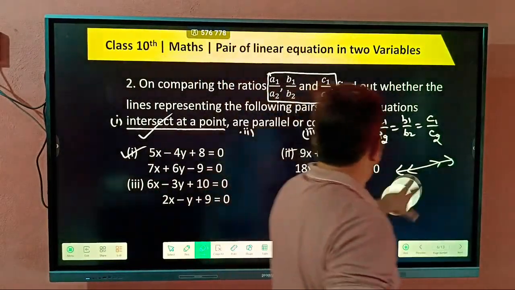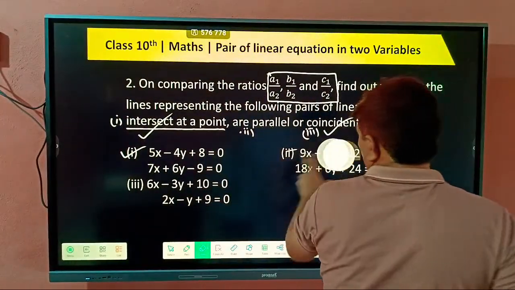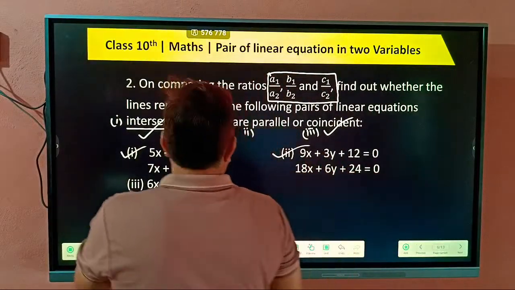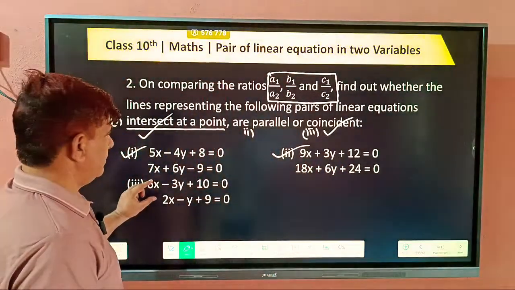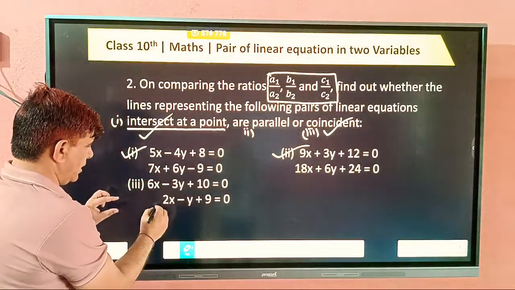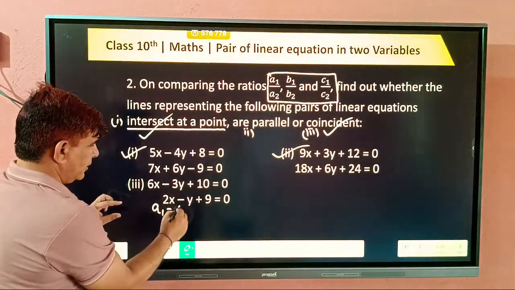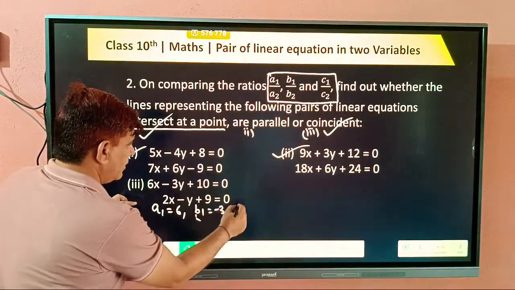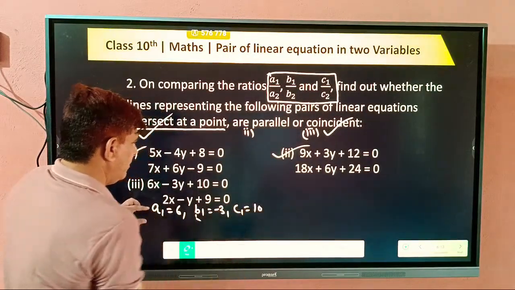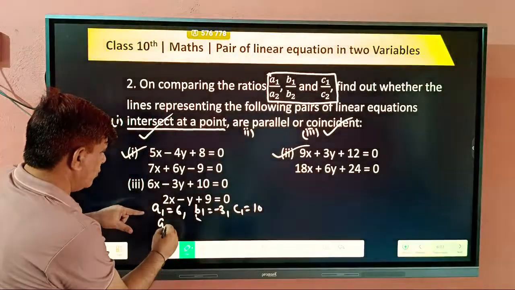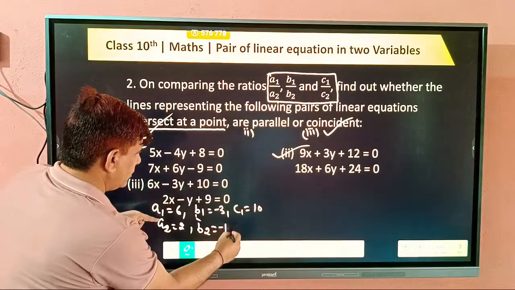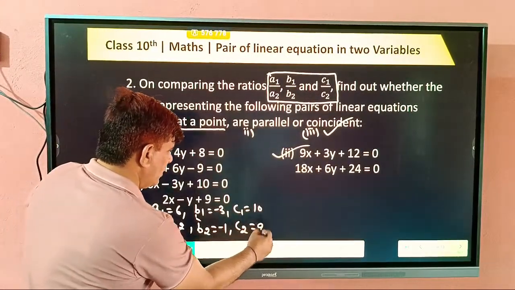Third part you can take. Second I told you. Third, I have directly written this. What's your A1 here? 6. What's your B1? -3. C1? 10. A2? 2. B2? -1. C2? 9.